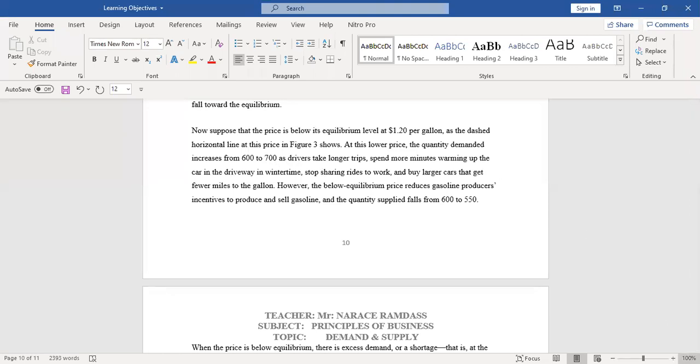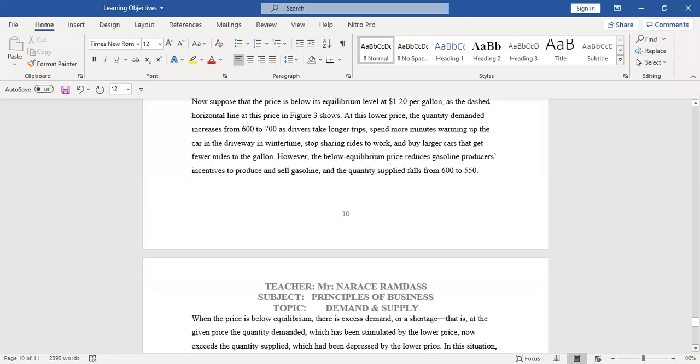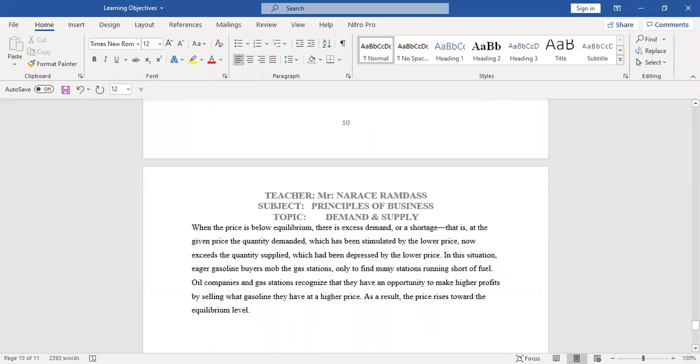That gives us a shortage of roughly 150 gallons. When the price is below equilibrium, there's excess demand or a shortage. Now, are we following so far, guys? That is, at the given price, the quantity demanded has been stimulated by the lower price. Now, again, everybody wants it. We only have a little bit.